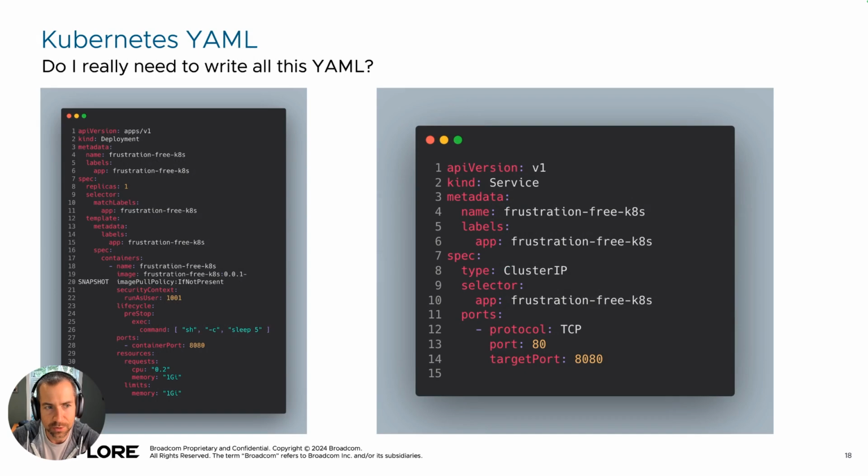Now, what about all this YAML stuff? This is probably the least amount of YAML you could get away with writing in terms of deploying a basic Spring Boot application to Kubernetes. And again, a lot of this is boilerplate stuff. A lot of it looks exactly the same between all Spring Boot applications.